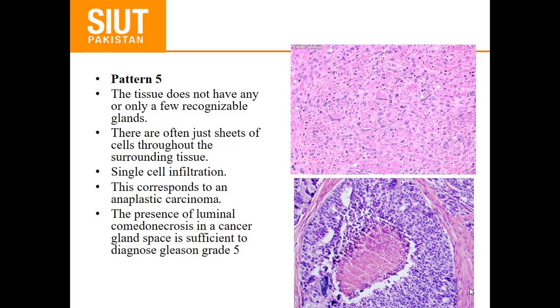In pattern 5, the tissue does not have any or only a few recognizable glands. We cannot recognize glands here, but a few glands with white lumina are visible. There are often sheets of cells throughout the surrounding tissue, and single cell infiltration. This corresponds to anaplastic carcinoma. The presence of comedonecrosis in a cancer space is sufficient to diagnose Gleason grade 5. This is the comedonecrosis between the lumina of the gland.